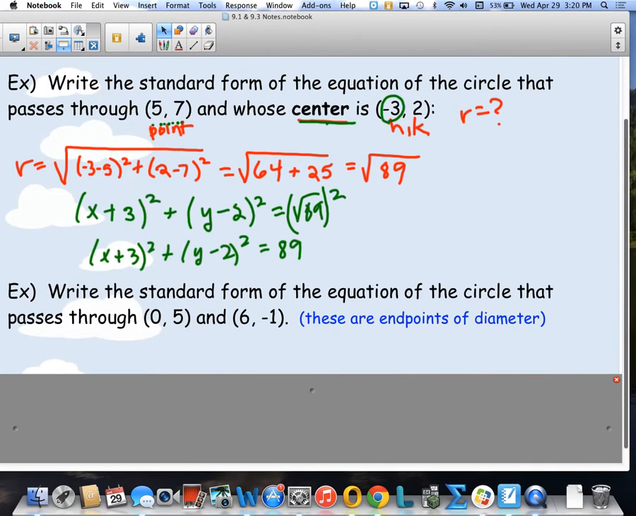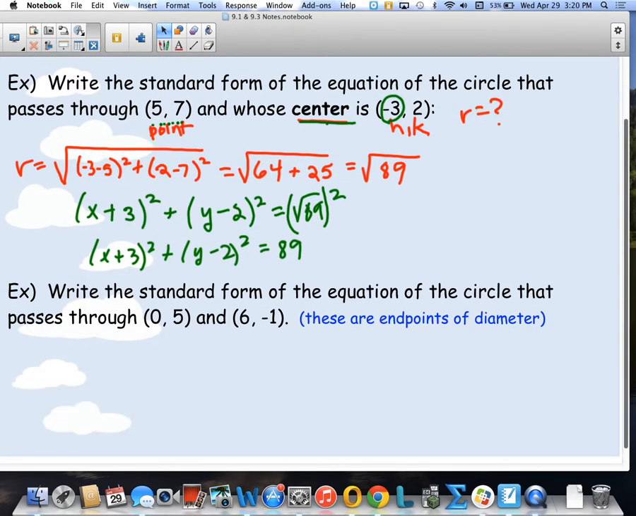Okay, let's look at this bottom example now. It says write the standard form for the equation of the circle, and this time it passes through (0, 5) and (6, -1). They didn't give us the center. So what I mean by this is that we have the point (0, 5), which is right about there, and we have the point (6, -1), which is right about there. And that guy is on the diameter. See how the diameter? We don't have the center. The center is going to be right in between these 2 points.